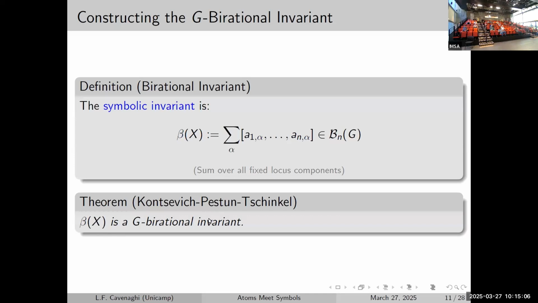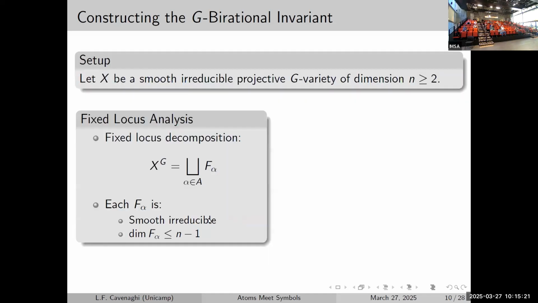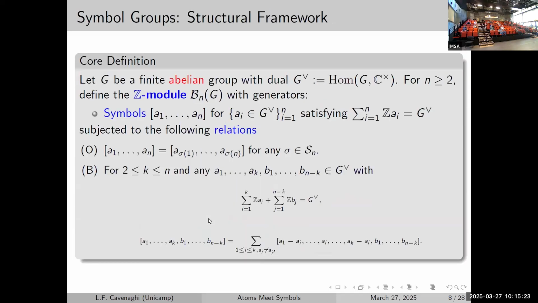Then you take the sum, and the result of Kontsevich-Pestun-Tschinkel is that this is a G-birational invariant. To prove this, you start by making all the possible blowups, and then you realize that the second relations that I have described here are precisely built to make this quantity birationally invariant. You see, it's a computation that you make, and then you just choose relations so that you get what you want.